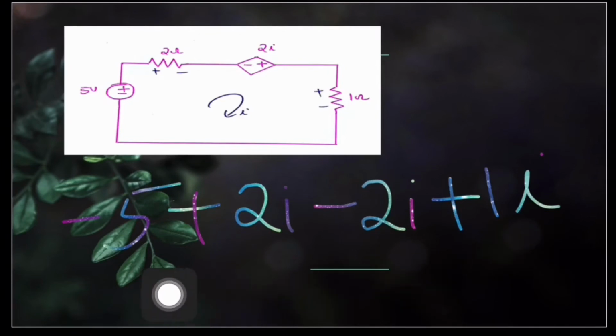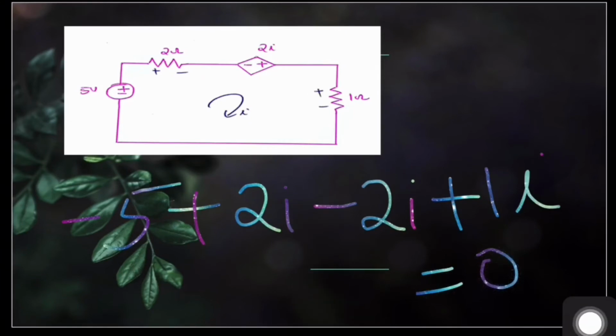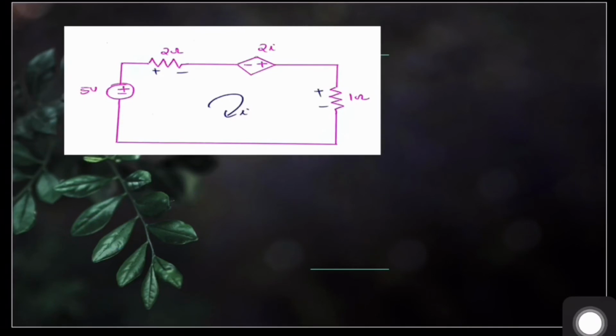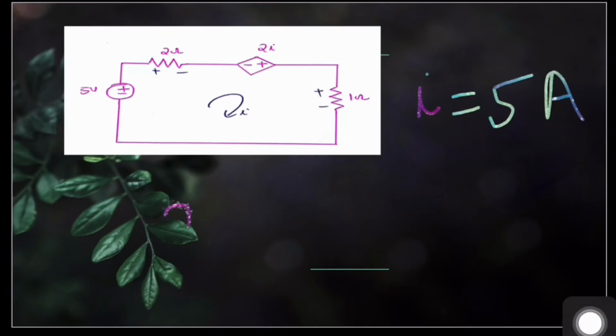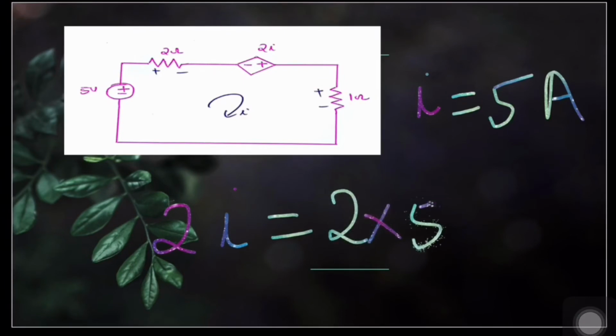Now this expression represents the algebraic sum of voltages around this mesh. By KVL, it is equal to 0. Clear? When we rearrange this equation, we get I is equal to 5 amperes. In our question, we are asked to find the value of the dependent source, that is 2I. When we substitute I equal to 5, we get the value of the dependent source as 2 into 5, that is equal to 10 volts. Got it?